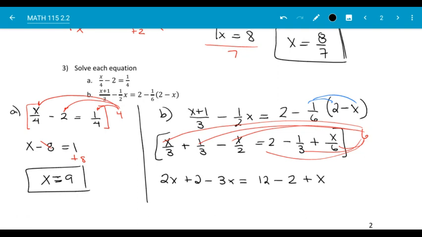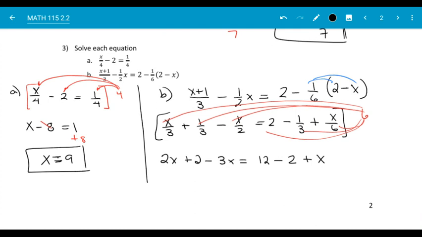So 6 divided by 3 left me 2x. 6 divided by 3 left me 2. 6 divided by 2 left me 3x. 6 times 2 was 12. 6 times 1/3 was 2. 6 times 1/6 was 1. Yeah, we're good.